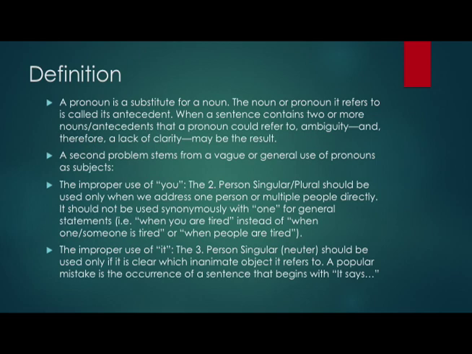Okay? Another problem stemming from vague or general use of pronouns could be the improper use of you. So the second person, whether it's singular, we're talking to one person, or plural, talking to two or more people, should only be used when we're either talking directly to someone, when we're writing directly to someone, in technical writing, when we're giving people step-by-step instructions on how to do something. But those are really the only times when we use the second person.